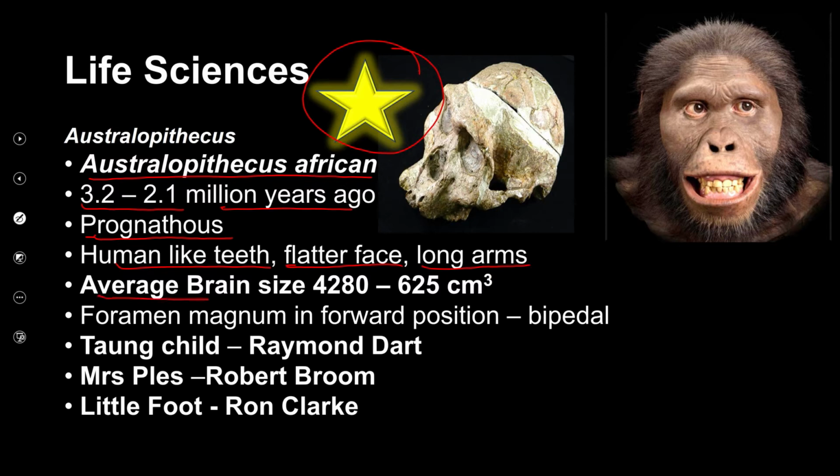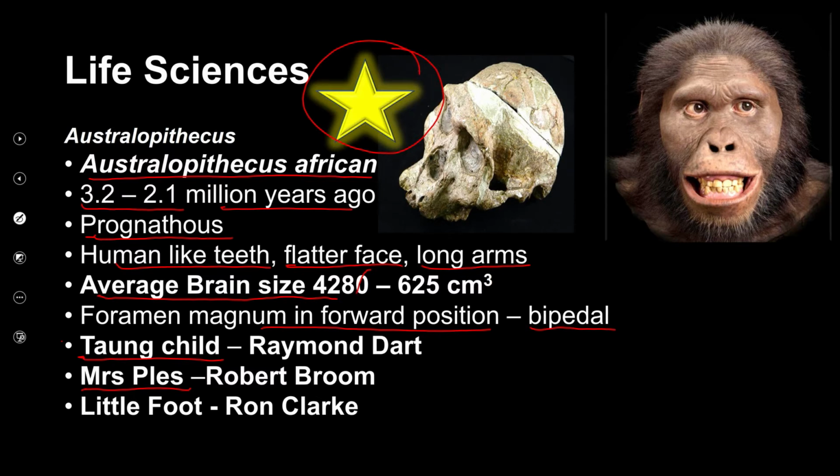The average brain size was 428 to 625 cubic centimeters. The foramen magnum was in a more forward position, okay, which was an indication that they were bipedal. Examples are, and these are important, you need to know these examples, the Taung child, and that was found by Raymond Dart specifically in Taung. Mrs. Ples, this is another example, was found by Robert Broom, and then Littlefoot was found by Ron Clarke.